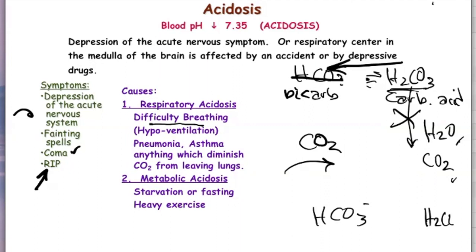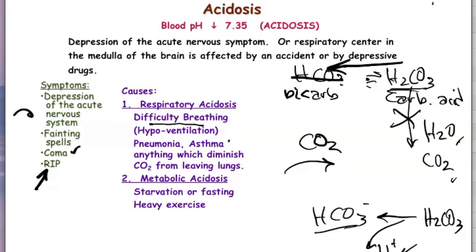H2CO3 turns to bicarbonate and spits out a hydrogen in the process. That's why you have acidosis, because the carbonic acid is basically dissociating and putting more hydrogen ion in your system. So these are caused by pneumonia, asthma, or anything that diminishes carbon dioxide from leaving your lungs.